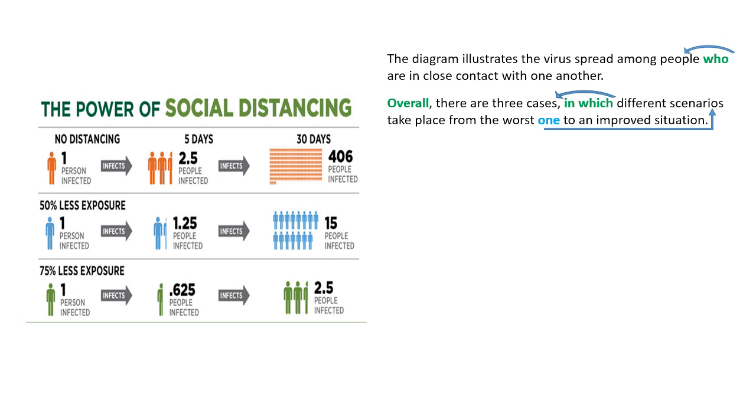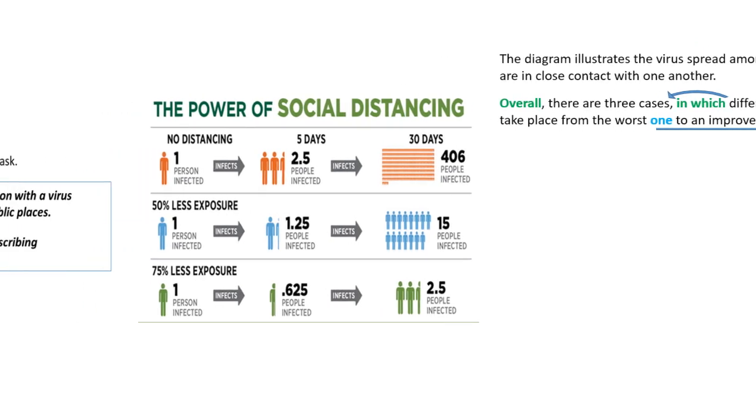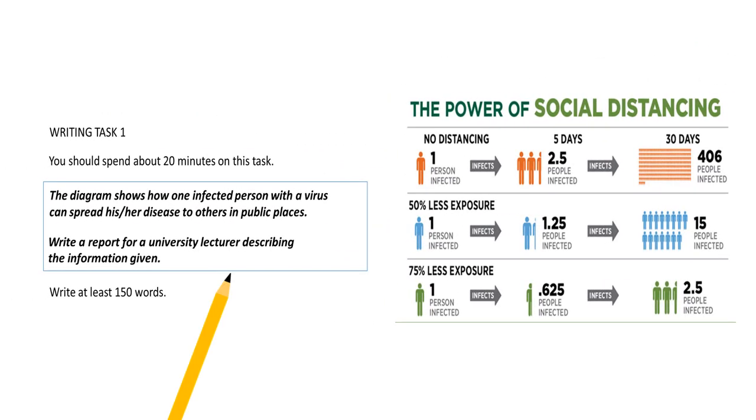Why is it important to make your writing clear and easy to follow? Well, if we have a look at the instructions, it is written that write a report for a university lecturer describing the information given. So, since you will write an academic text, your sentences and paragraphs should be connected well with one another.